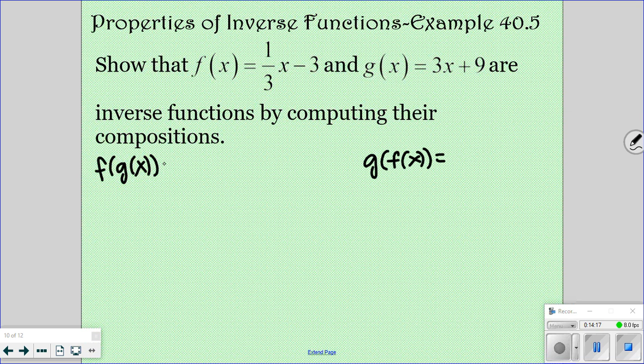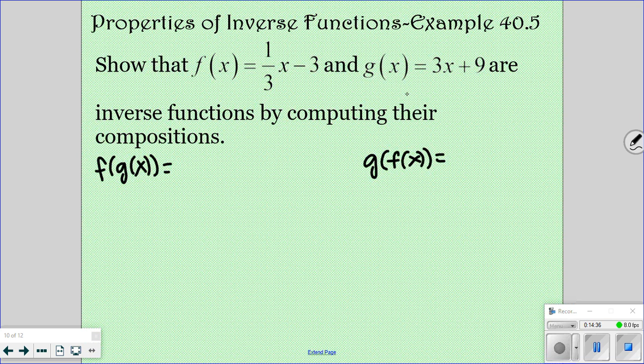And it says that they are inverse functions, and the reason we know is that it says show that they are. If it said prove that they are, or determine if they are, it may not. But since it says show that they are, we know they are going to be inverse functions.